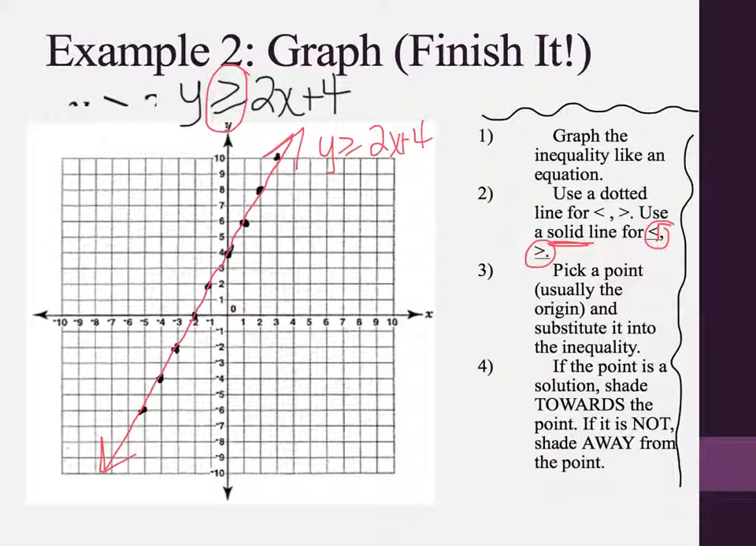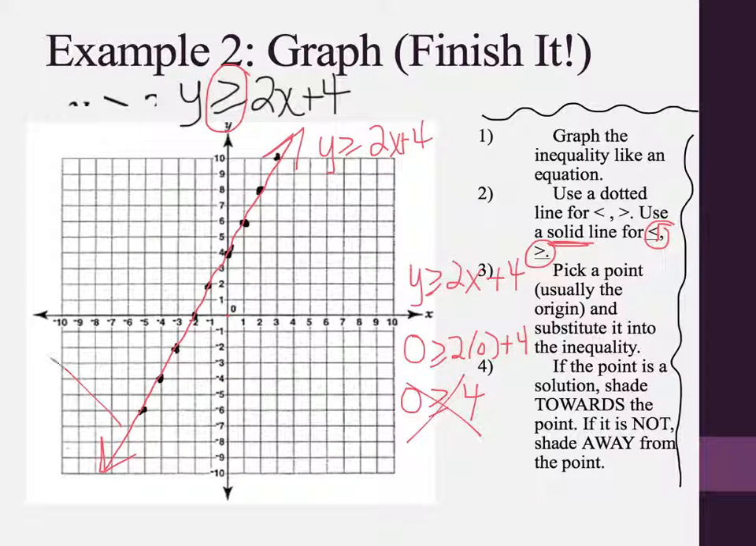Now comes the tricky part. I'm going to take 0, 0, since 0, 0 is not on my line, and I'm going to substitute it into the equation for x and y. So is 0 greater than or equal to 2 times 0 plus 4? Is 0 greater than or equal to 4? No, that's false. So here is my origin right there. There's 0, 0. I'm going to shade away from it. I don't want to include it in my solution set.